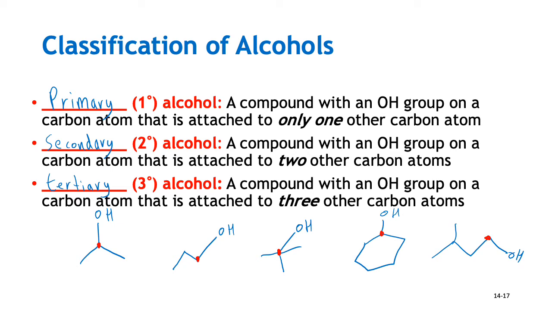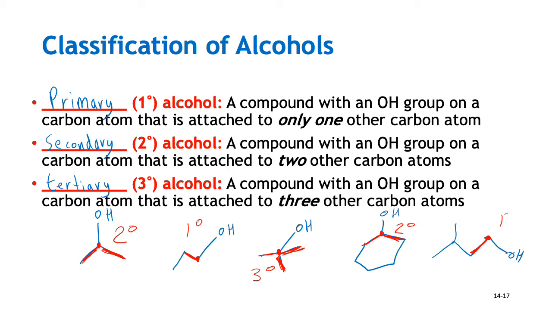Well, what you're going to find is there's 1 and 2, which means that that's secondary. What you're going to find in the second one is that there's only one other carbon attached to that red dot. That's going to make that primary. In the third example, there's 3 carbons attached to that dot, which makes that tertiary. In this cyclohexanol, there's only 2 carbons attached to my dot, which makes that secondary. And finally, there's only 1 carbon attached to this last example, which is a primary alcohol.